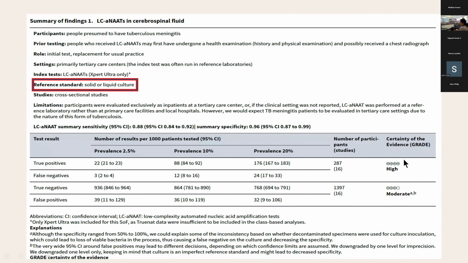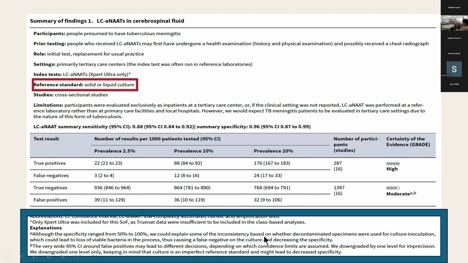But they have explained that this inconsistency was based on decontaminating specimens. So basically, here the reference standard is culture, right? If you decontaminate specimens that didn't need to be decontaminated, then you're destroying the bacteria, so your culture might not become positive. So they felt a lot of that heterogeneity, or the major outliers, were in populations where the reference standard decontaminated the specimens. And the confidence interval was a bit wide compared to the sensitivity. Therefore, they have downgraded by 1.